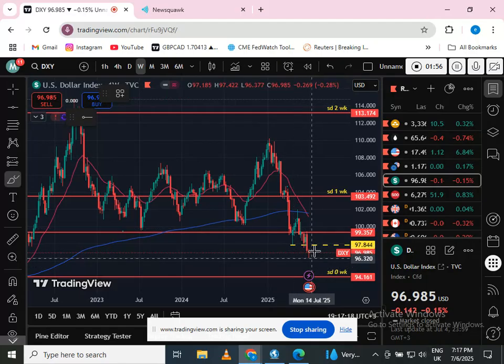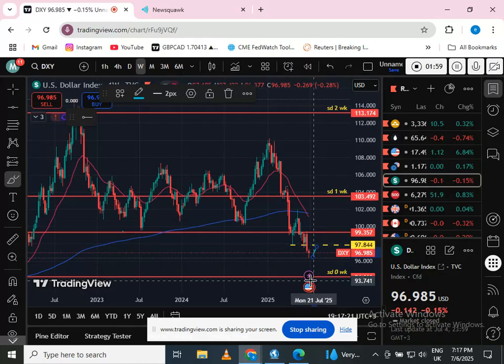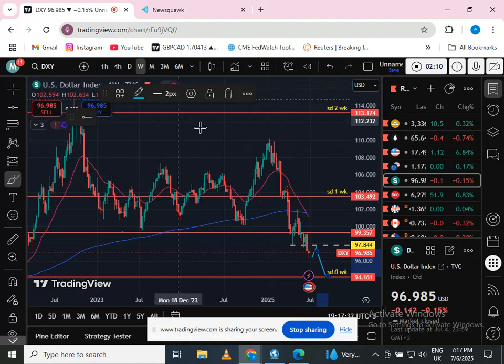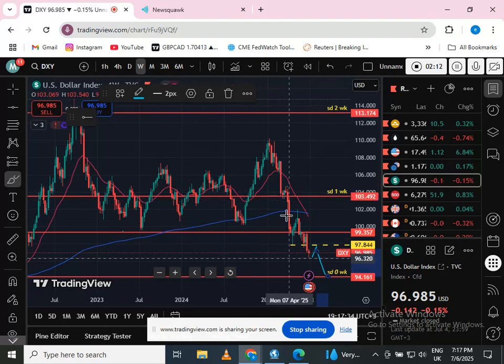whereby we are looking for a retracement around the 97.91. It's going to be an entry price. You enter at the 97.91 for the retracement, and you sell it until the 94. This is the weekly time frame, whereby we see price was respecting all our moves.